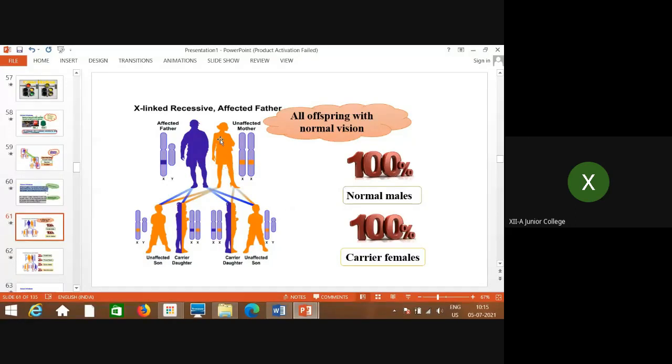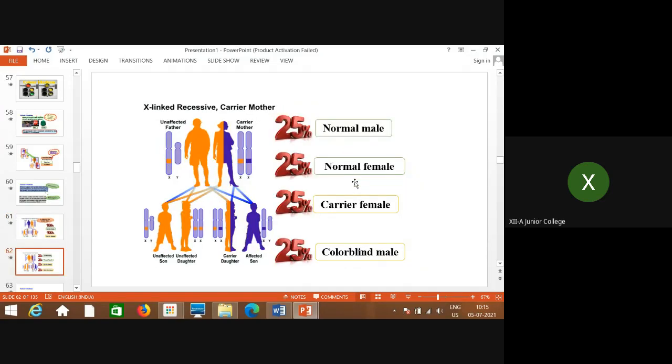Okay, this is yellow colored female, that means normal. Whereas color blind is shown by blue color, where both the daughters are carriers. So females 100% carrier and males 100% normal. But in the next generation, when the carrier female marries a normal man, then there is a possibility of everyone as 25%. That means normal male 25%, normal female 25%, carrier female 25%, and colorblind male 25%. So these are the possibilities.